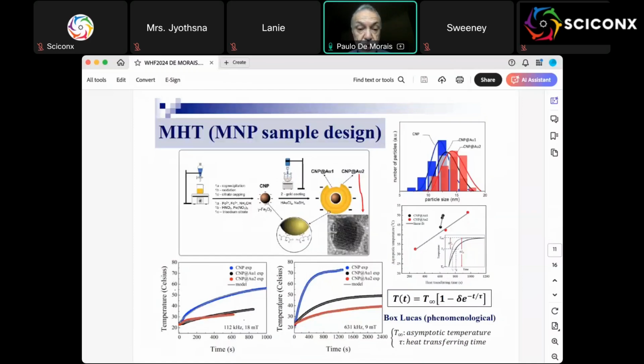So all these curves, the time dependence of the temperature, follow this phenomenological expression called the Box-Lucas, where we have the asymptotic temperature and the typical heat transferring time, which is a very important point.